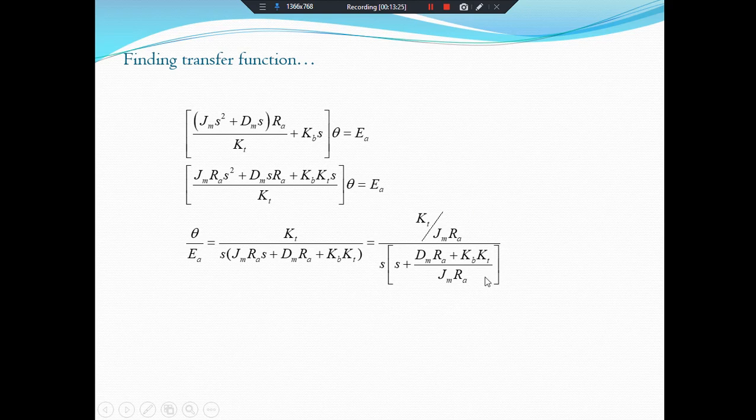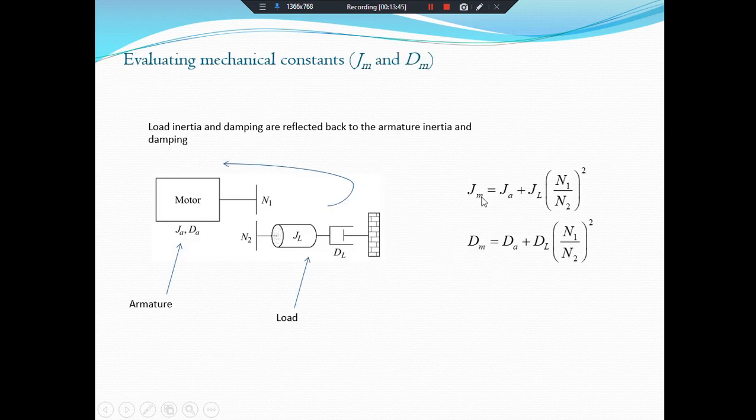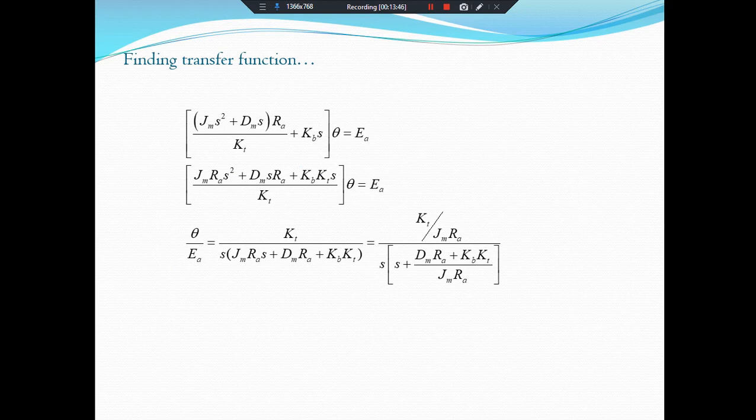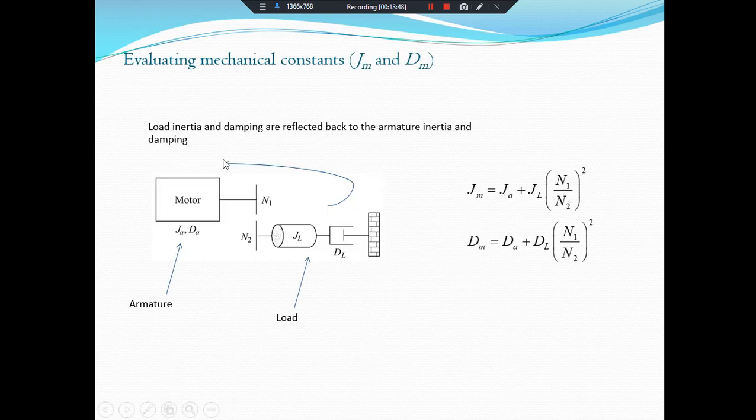by using this equation, in which we should know our armature resistance and the motor impedances, and the value of constants. One is the torque constant, one is the back EMF constant, and by using this relation we can easily find the output.